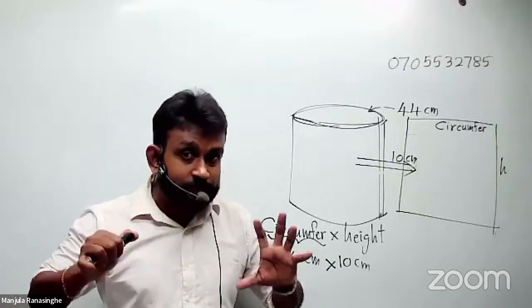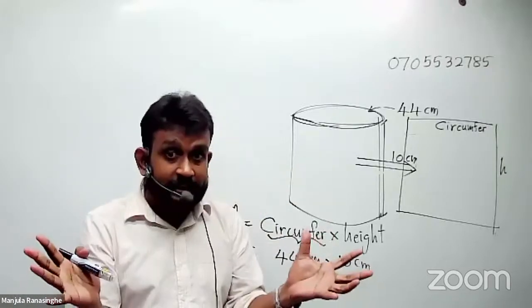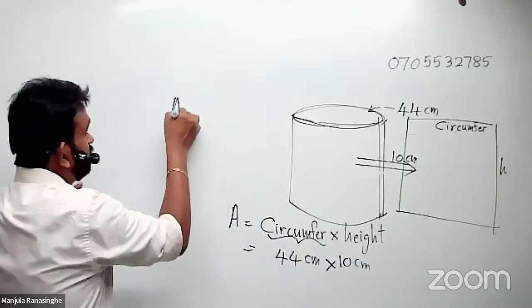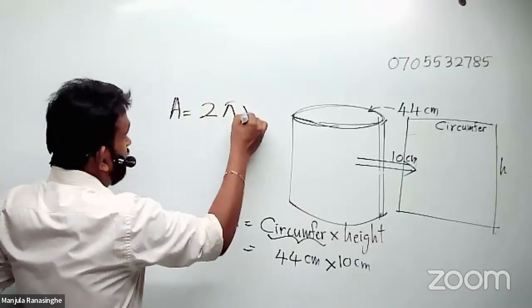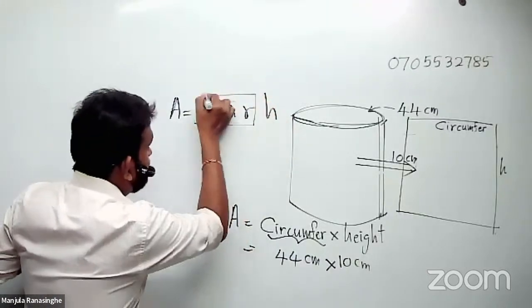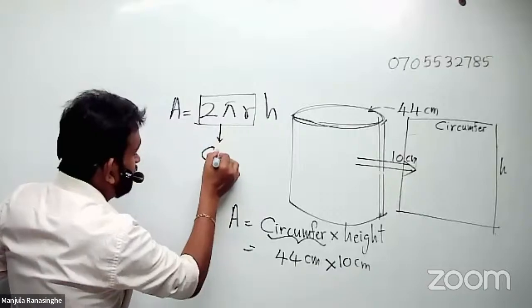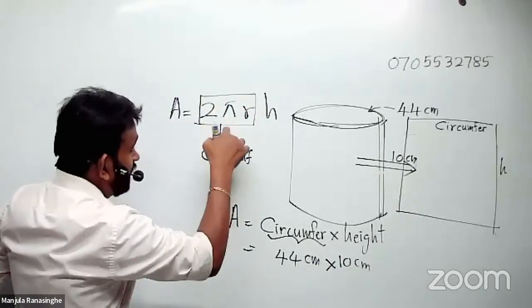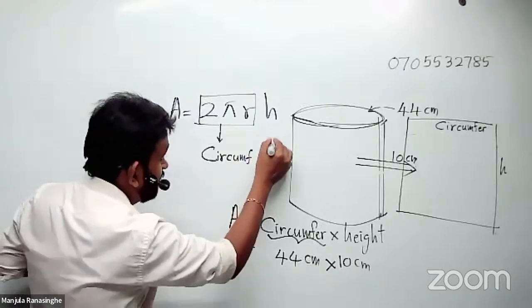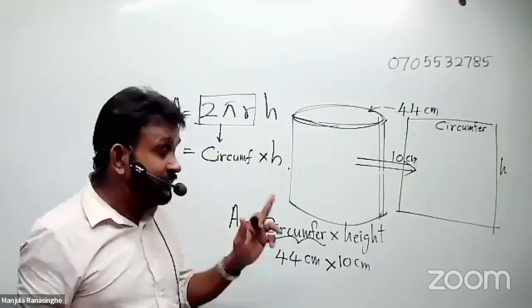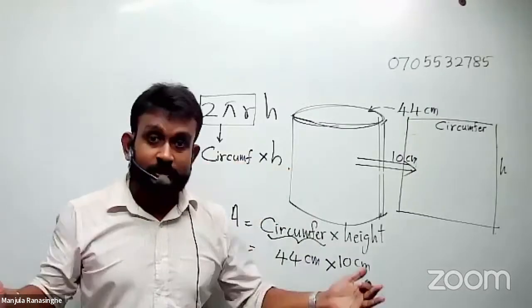There are two types of the curved surface area given: the general formula 2πrh, that is the curved surface area. So what I build up here, 2πr means the circumference of the base. So instead of 2πr, I write circumference into h, height. So now the second format is the curved surface area equals circumference into height. Right, that's it.